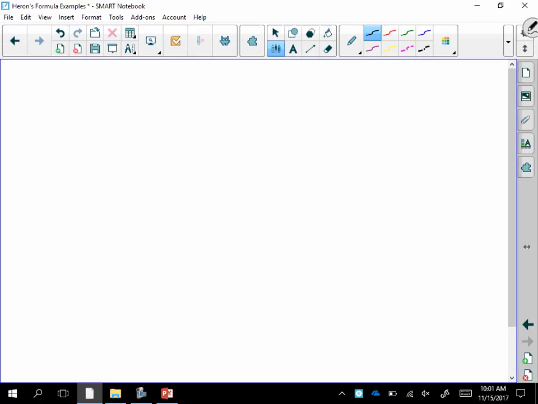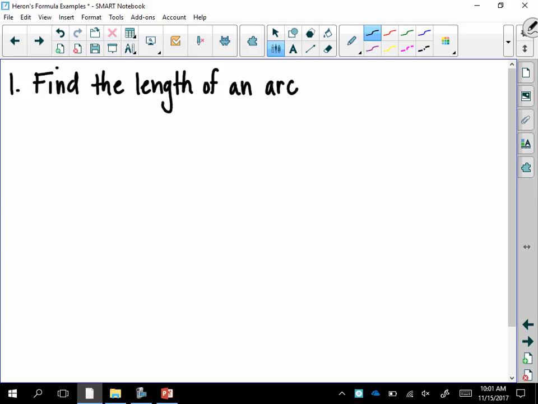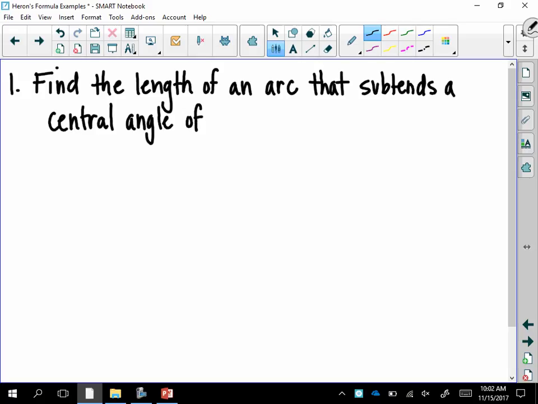All right, let's say that we want to find the length of an arc. Sometimes you'll hear this term that subtends a central angle of 72 degrees. So find the length of an arc that subtends a central angle of 72 degrees.